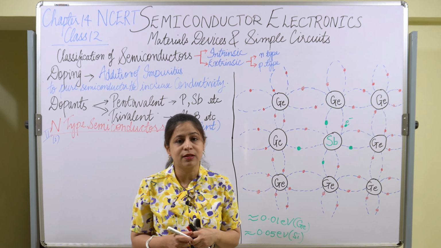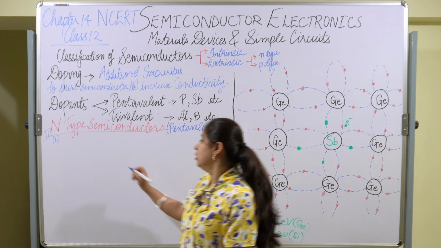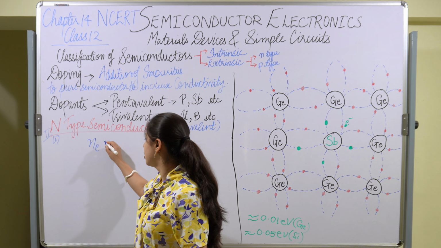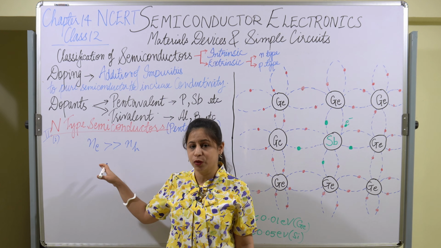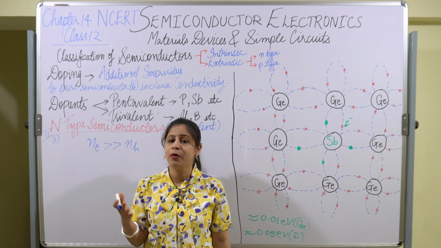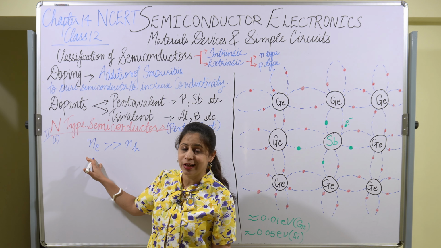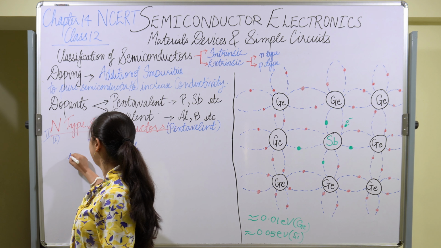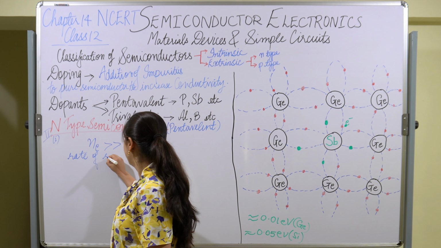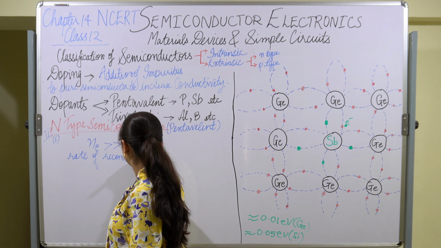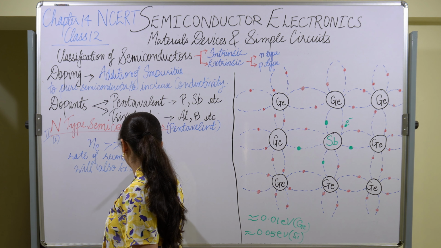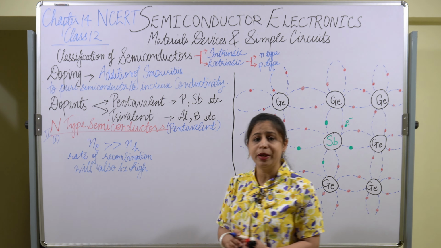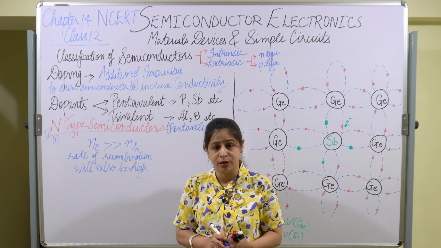So in the case of an extrinsic N-type semiconductor, the concentration of electrons is very much higher than the concentration of the holes. Naturally, the rate of recombination will also be high because the concentration of electrons is very high. So the rate of recombination will also be high in the case of an extrinsic type semiconductor.